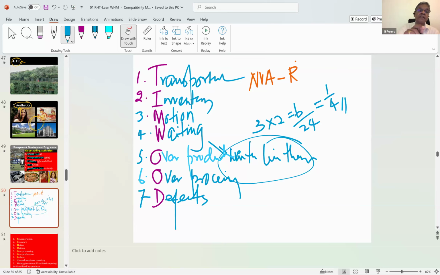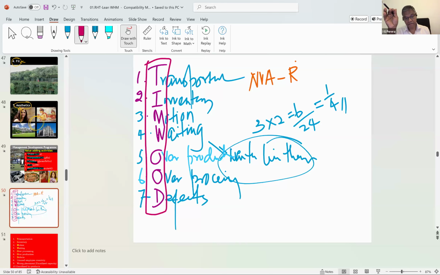So these are the 7 basic waste initially Toyota identified. So if you can remember Tim Wood, you will be able to remember the 7 waste. So these are the 7 waste. Right. Make a note on 7 waste. It is important. I'll give you 2 minutes. Quickly, please.